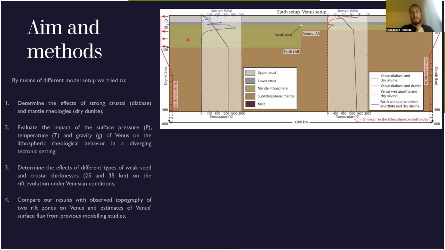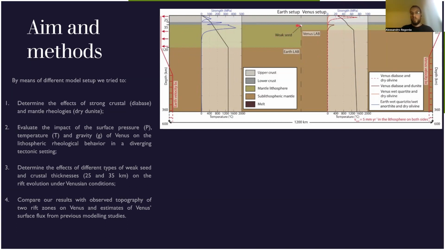The left side is the model setup we used for Earth with the 120 kilometers lithosphere, while for Venus we used a 55 kilometers lithosphere. On the contrary, the thickness of the crust is the same for both Earth and Venus. And there are different thermal gradients. The black line is for the Earth and here for Venus, and different profiles. This is the typical profile of the Earth. For Venus, we obtained something different, but I will say something about this later.